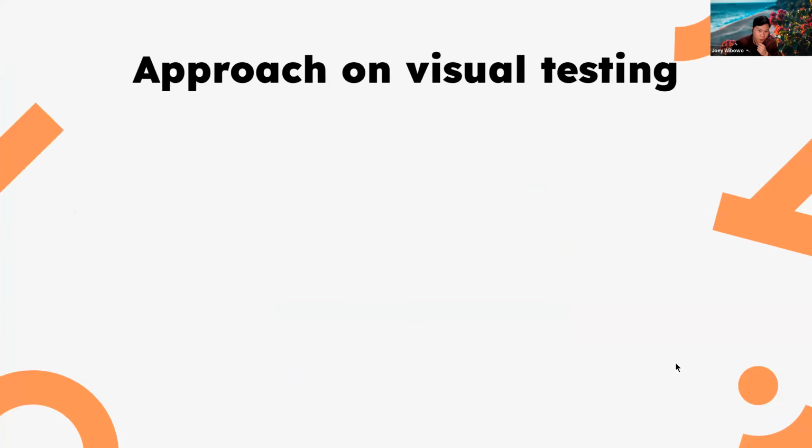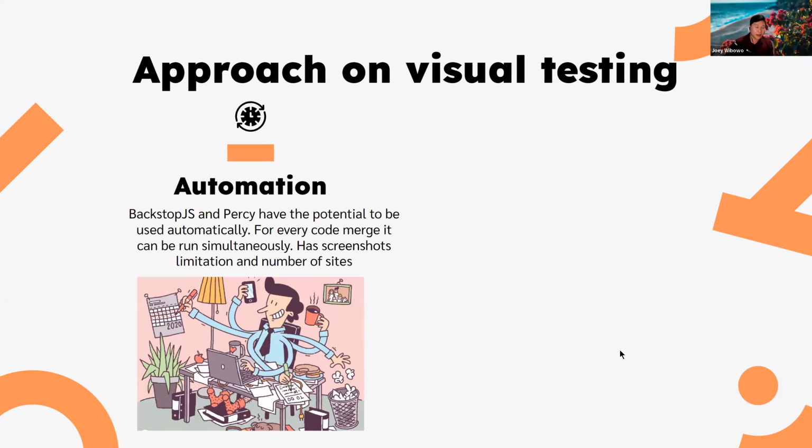So to approach visual testing, I think there are two ways to approach a visual regression test. The first one is automation, which is great because you can run this and also do other things at the same time.